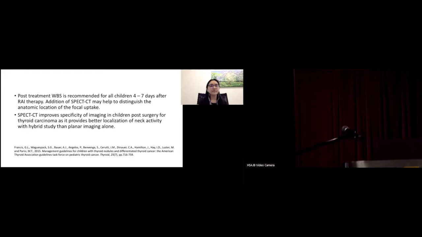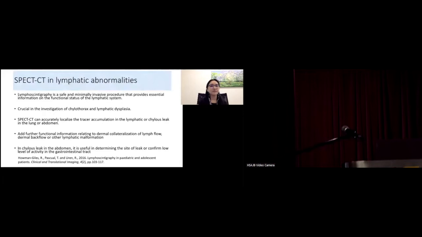So from SPECT-CT in oncology, now we move to SPECT-CT in lymphatic abnormalities. Lymphoscintigraphy is a safe and minimally invasive procedure that provides essential information on the functional status of the lymphatic system. It's crucial in the investigation of chylothorax and lymphatic dysplasia. SPECT-CT can accurately localize the tracer accumulation in the lymphatic or chylous lake in the lung or abdomen. It adds further functional information relating to dermal collateralization of lymph flow, dermal backflow, or other lymphatic malformation.